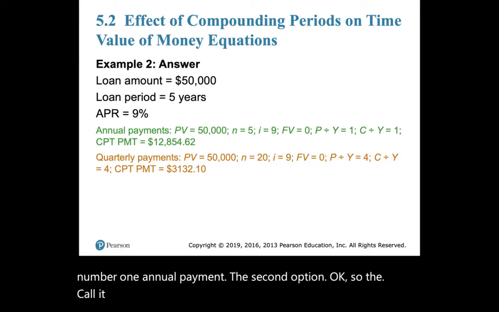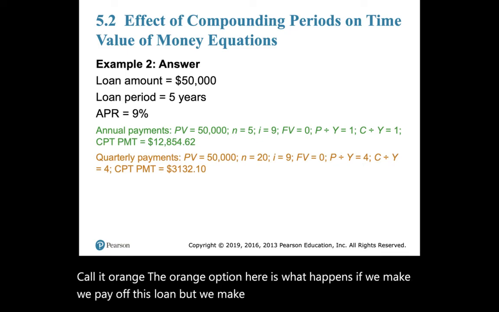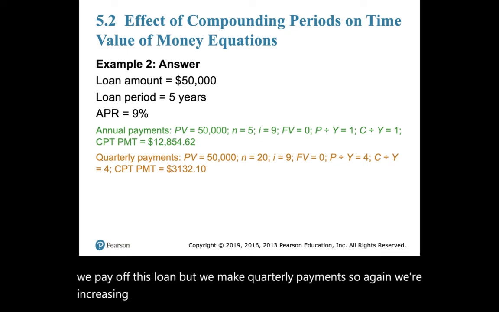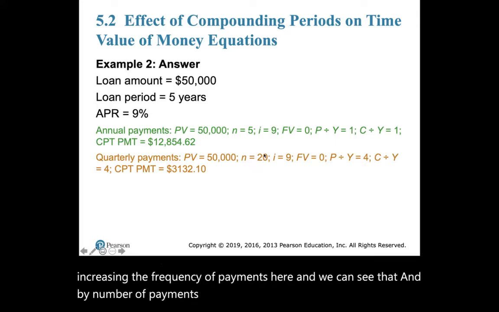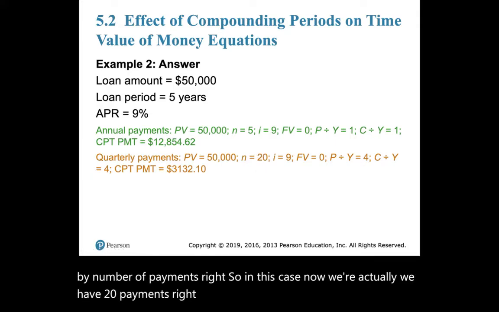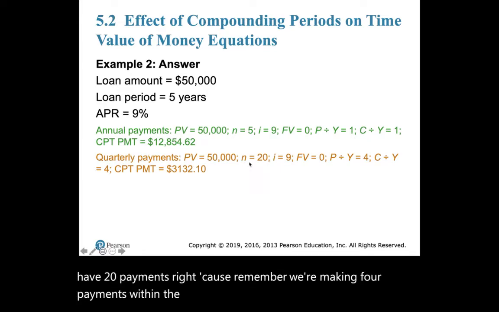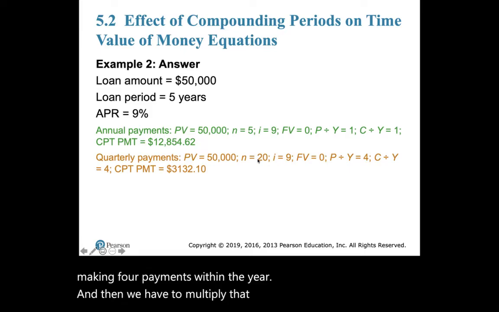The orange option is what happens if we pay off this loan, but we make quarterly payments. So again, we're increasing the frequency of payments here, and we can see that by our number of payments. In this case, now we have 20 payments, because remember, we're making 4 payments within the year, and then we have to multiply that by 5 years. So that's the difference here.